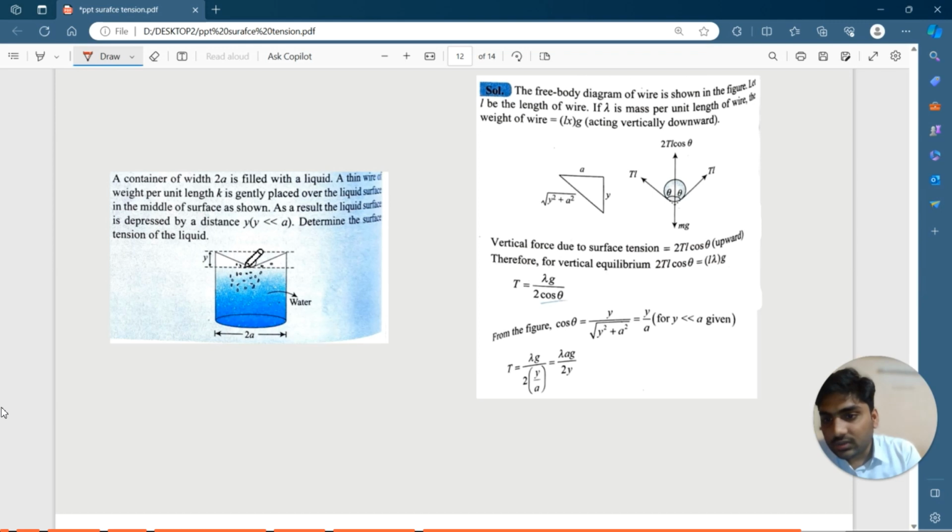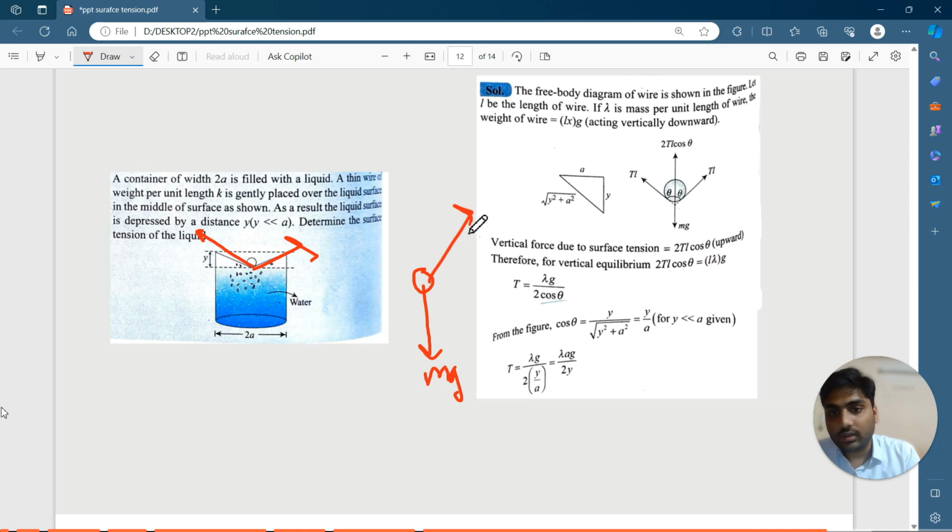This is the solution. Can you see this thin wire? Surface tension will act like this, here and here also, same as we saw in the needle. Surface tension will act here and here, like this. And if this wire is not moving in the y direction, what are the forces acting? This is mg.